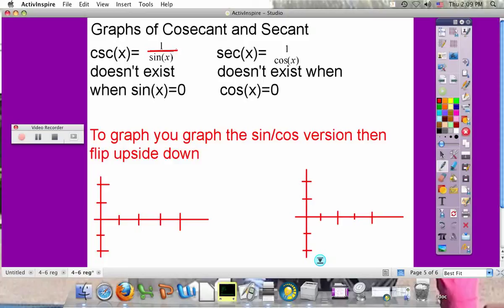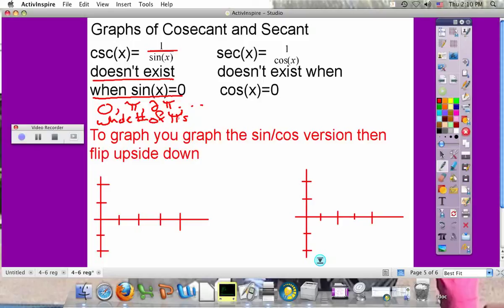And since sine is on the bottom, cosecant does not exist when sine equals 0. And sine equals 0 at the following: at 0, pi, 2 pi, and so on. Sine will equal 0 at all the pi's, so all the whole numbers of pi's. So on a normal cosecant graph, you would have asymptotes whenever sine is 0.